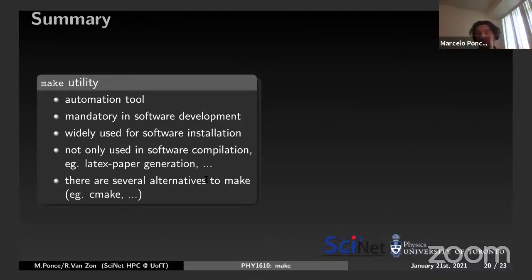And there are a couple of alternatives to Make. One of the most well-known ones is CMake, and that is because it allows you to target different platforms, different operating systems, and basically run your makefile across different platforms. And that's why the C of CMake comes from cross-platform.